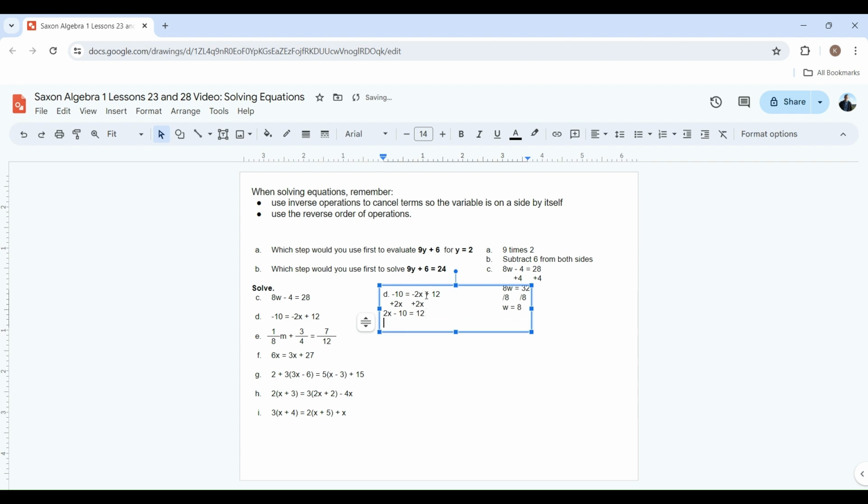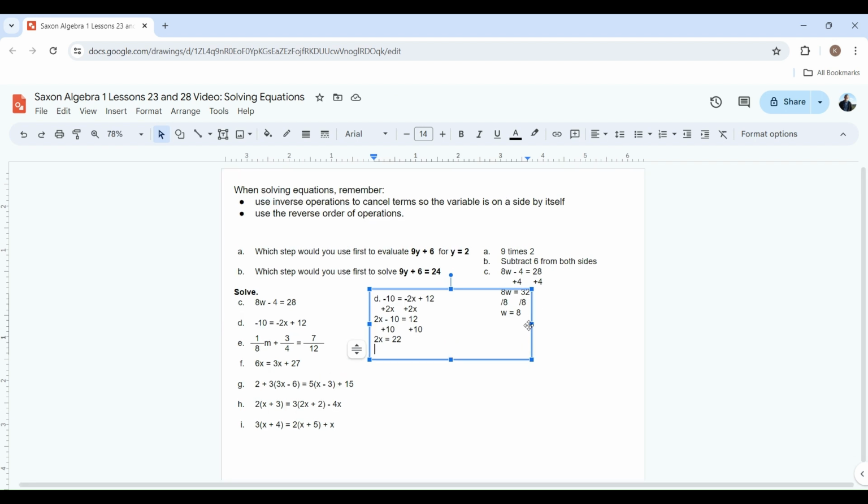Next thing I'm going to do now is add 10 to both sides of the equation. Plus 10 on this side, and then plus 10 on this side. That's going to give me 2x equals 22. Next, we divide both sides of this equation by 2 using reverse order of operations. I started with an addition to get rid of subtraction. Now I'm doing division to get rid of multiplication. That's going to get x by itself.